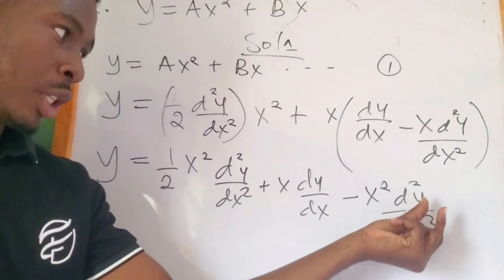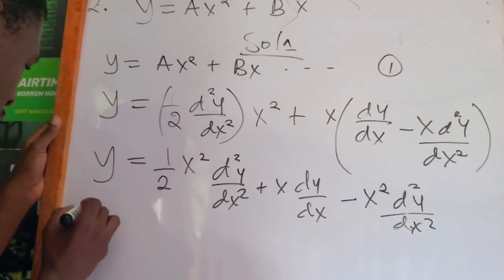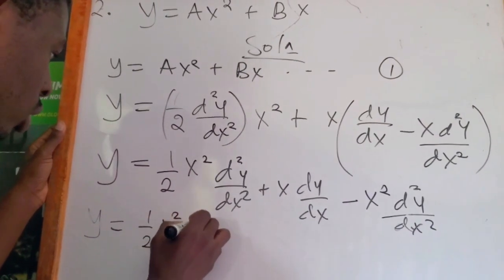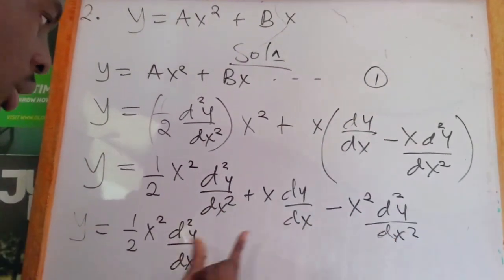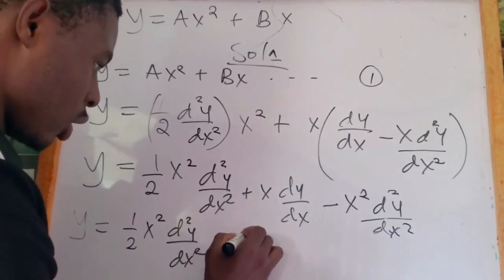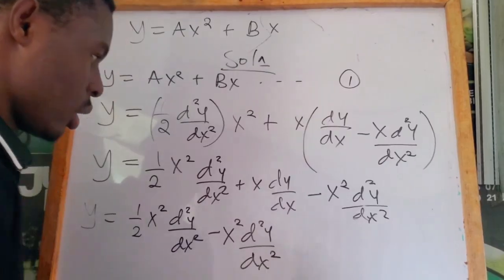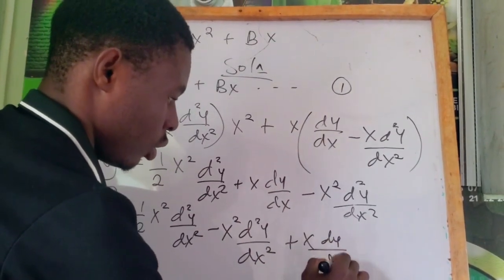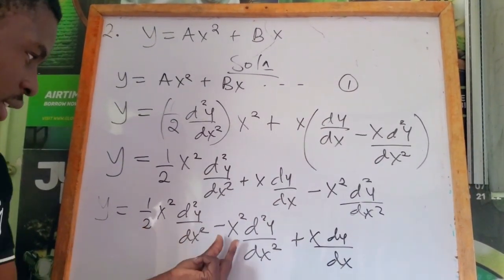We have another differential coefficient of d²y/dx² here. We can group them together, that is, bring them together. So y is equal to 1 over 2 x squared d²y/dx². Bring this to this side, minus x squared d²y/dx², then plus x dy/dx. All right, so this is a half, this is 1.